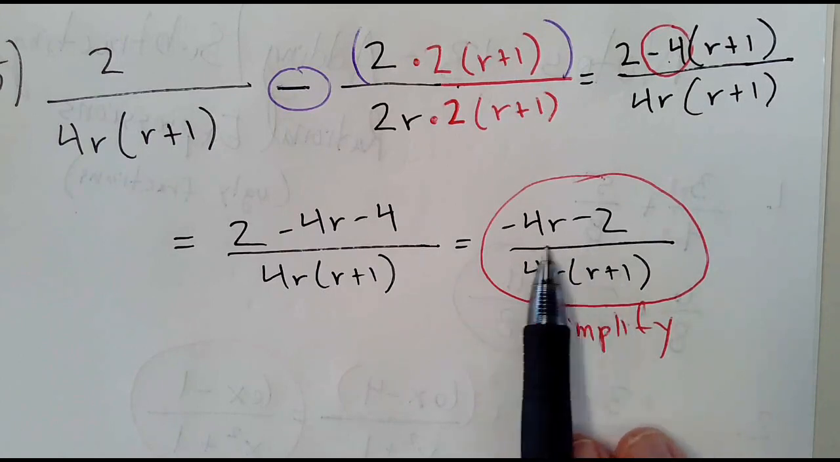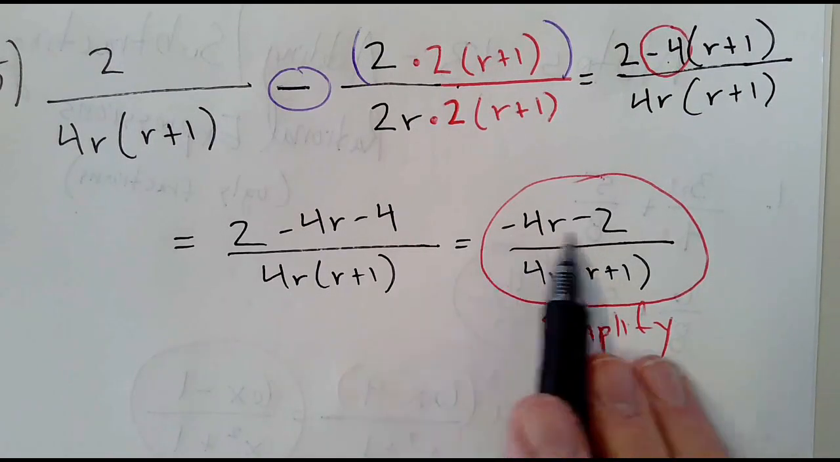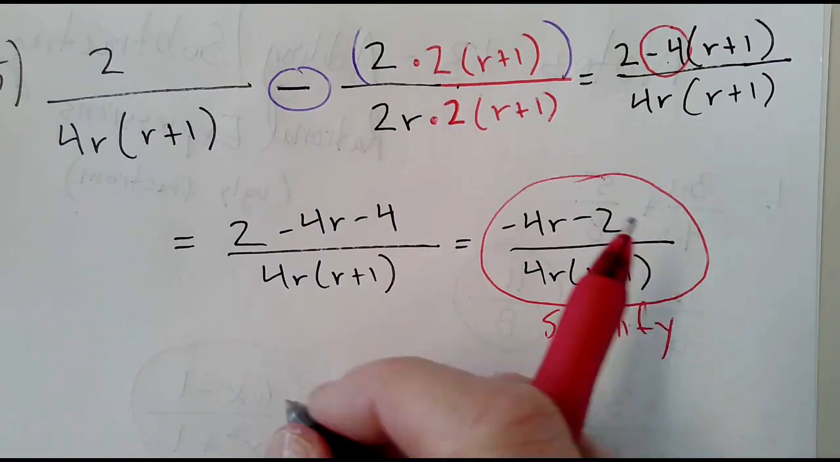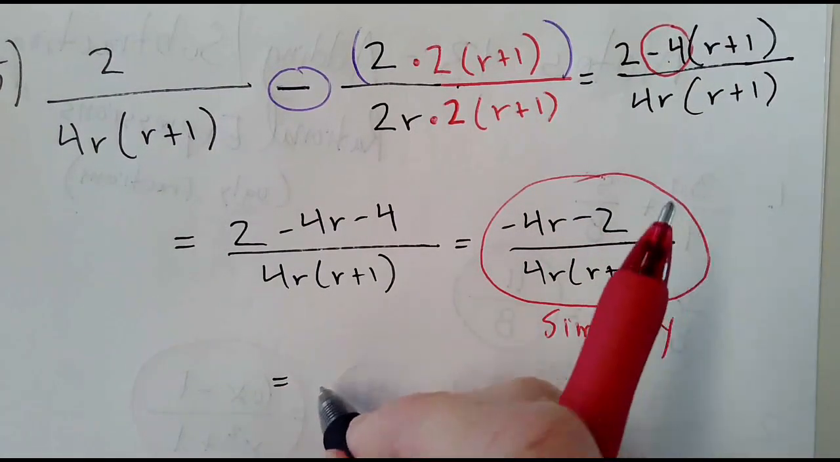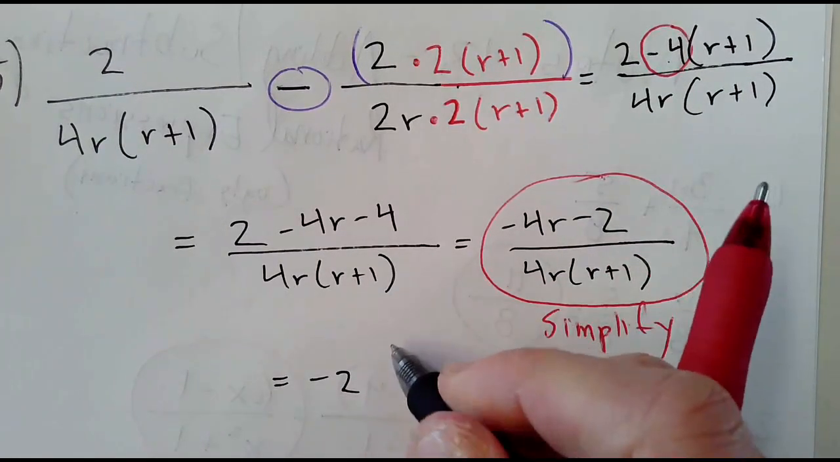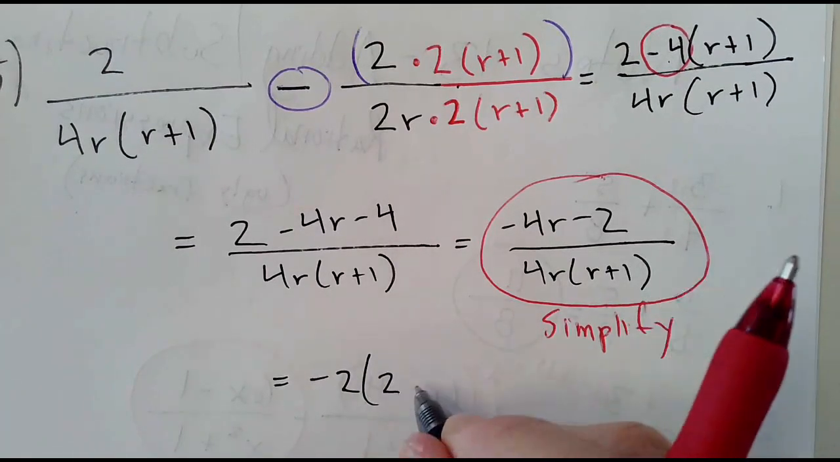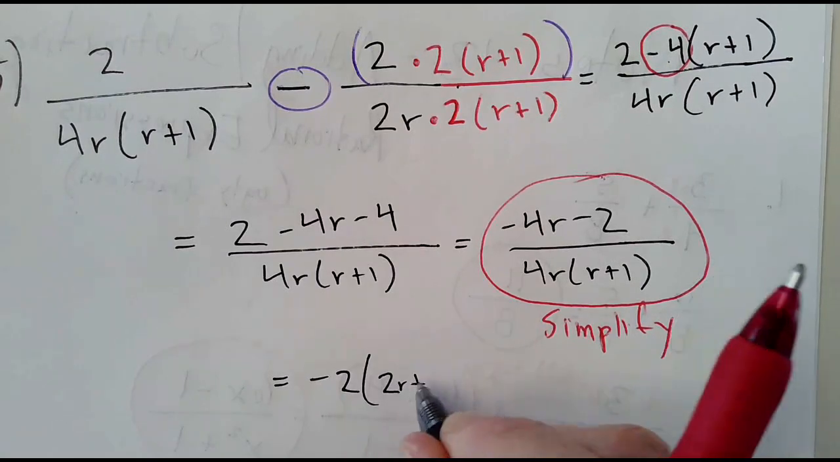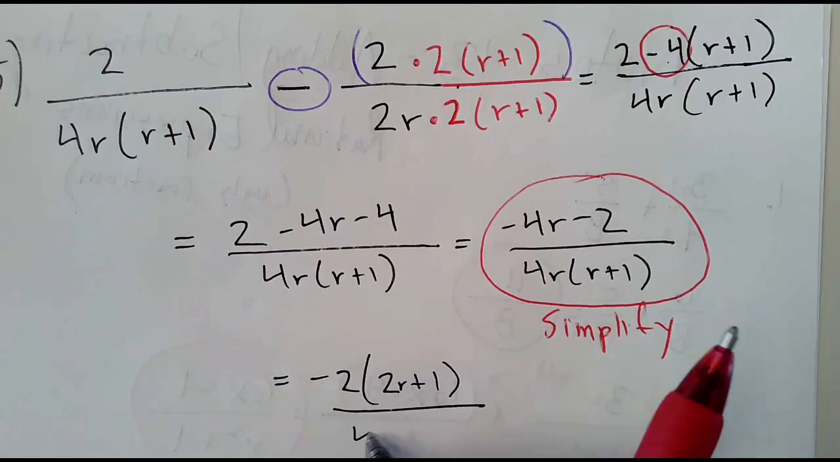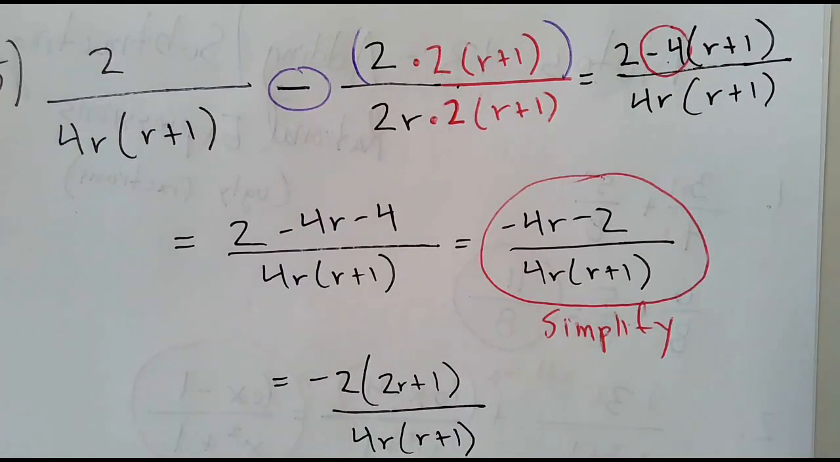So what can we factor out from the top? We got a 4 and a 2. What's common? 2. So I'm going to actually pull out a negative 2 because they're both negative. I like taking the negatives out. Having a positive outlook on life. As I'm recording, really? Okay. 2r plus 1. And we have 4r times r plus 1 there.